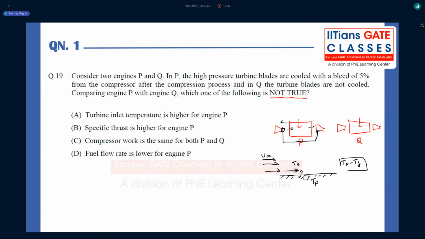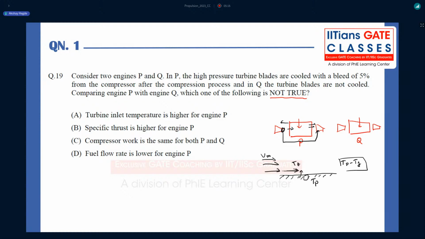This is the same scenario happening here. I have a very hot gas coming out of the combustion chamber, and the turbine blades are exposed to that gas stream. So there will be a heat transfer from the hot fluid to the turbine blade. That will raise the temperature in the material and cause thermal stresses. That means there is a limitation on the temperature of the gas coming onto the turbine part.